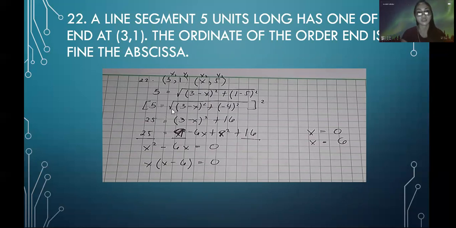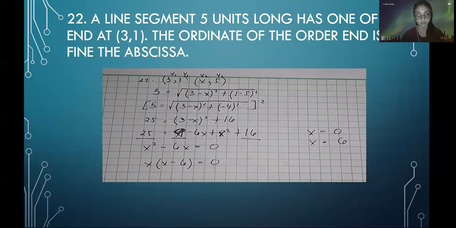So the square sign will be cancelled out. So 5 squared is equal to 25. Then equals the quantity 3 minus x squared plus negative 4 squared, which is 16. So 25 equals 9 minus 6x plus x squared plus 16.